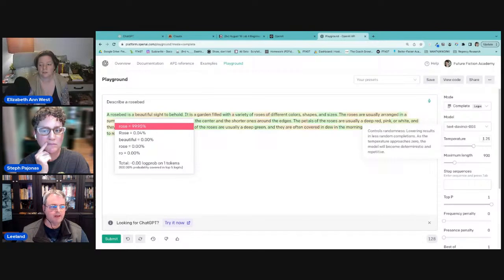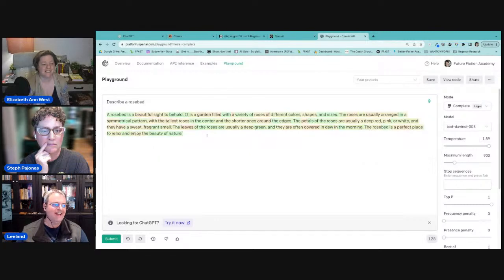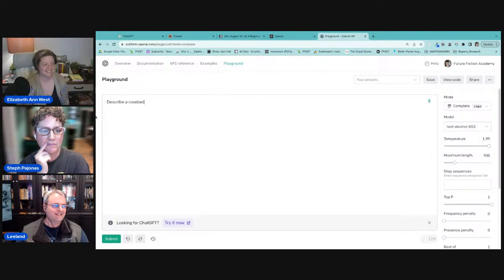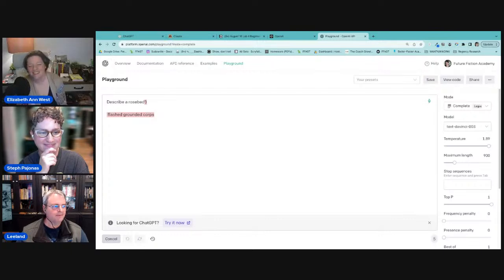It's literally just randomly picking. Now, throw that temperature all the way to the other side. Let's go crazy. All right, I'm deleting back all of my trailing spaces, because that's another thing that can throw you off. When you're doing these kinds of runs to see different parameters, you want to try to do the same things over and over again. It broke. Flashed grounded core.